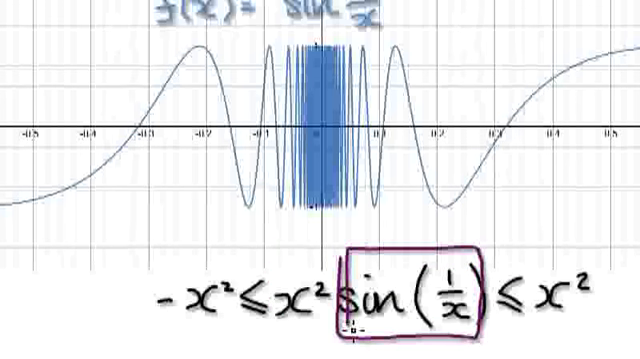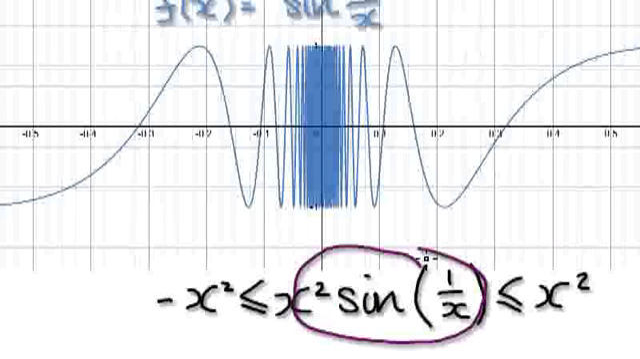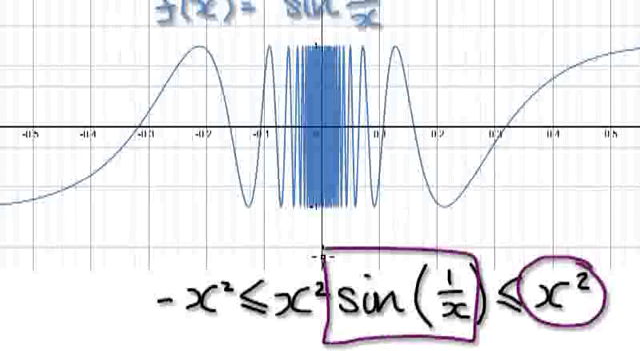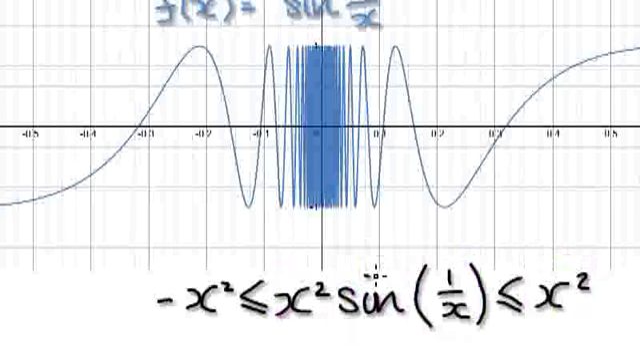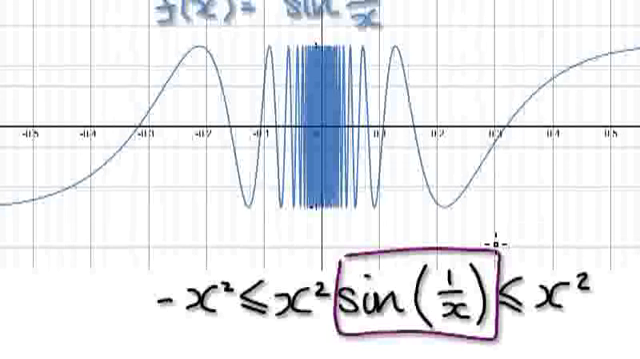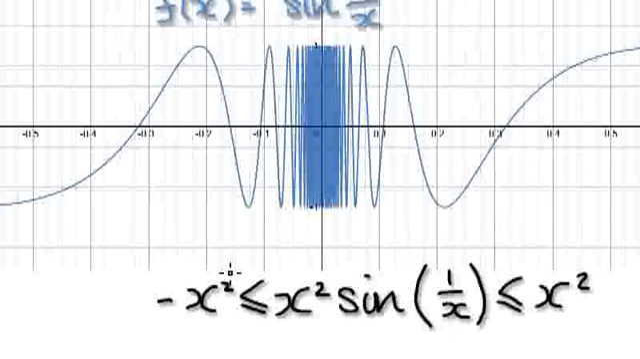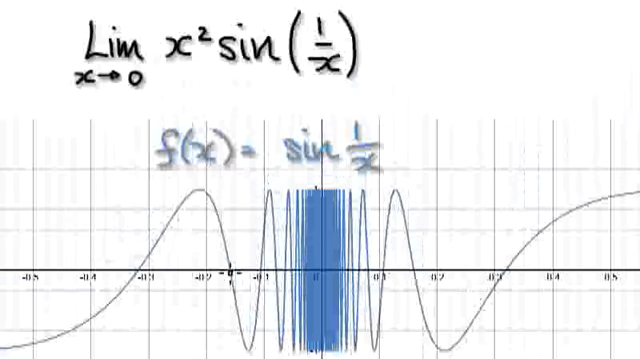So if the highest value is 1, then the whole thing here has got to be lower or equal to x squared, because if this is 1, then 1 times x squared will give you x squared. And the lowest value is when this block is negative 1, and then it's got to be bigger or equal to negative x squared. If you don't understand this, then watch the previous two videos.